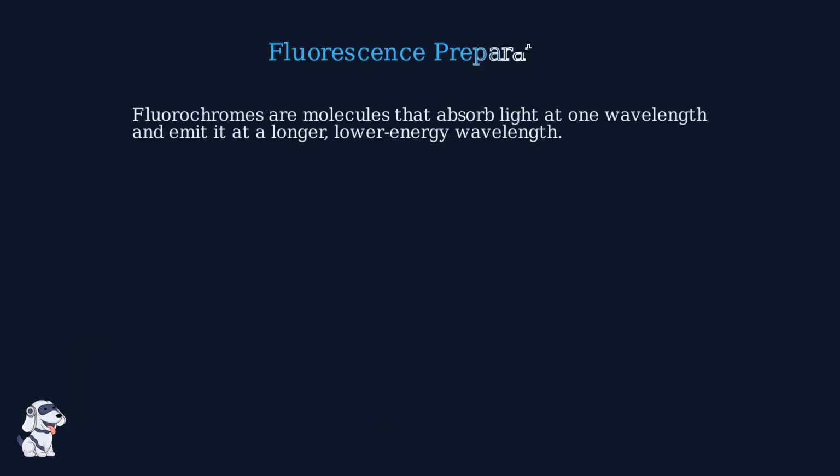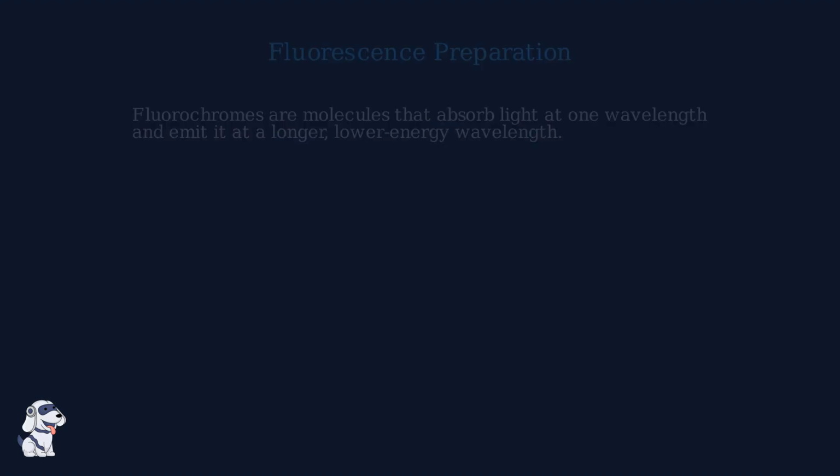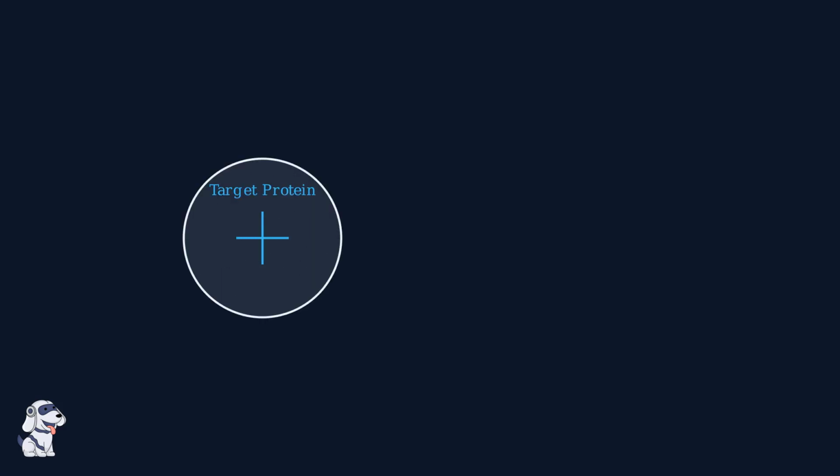Fluorescence microscopy relies on tagging specific structures with fluorochromes. These molecules absorb light at a specific wavelength and emit a lower energy glow, allowing us to visualize structures with incredible precision. We start by targeting specific cellular proteins. We apply fluorescent probes that bind uniquely to these structures, acting like biological beacons.